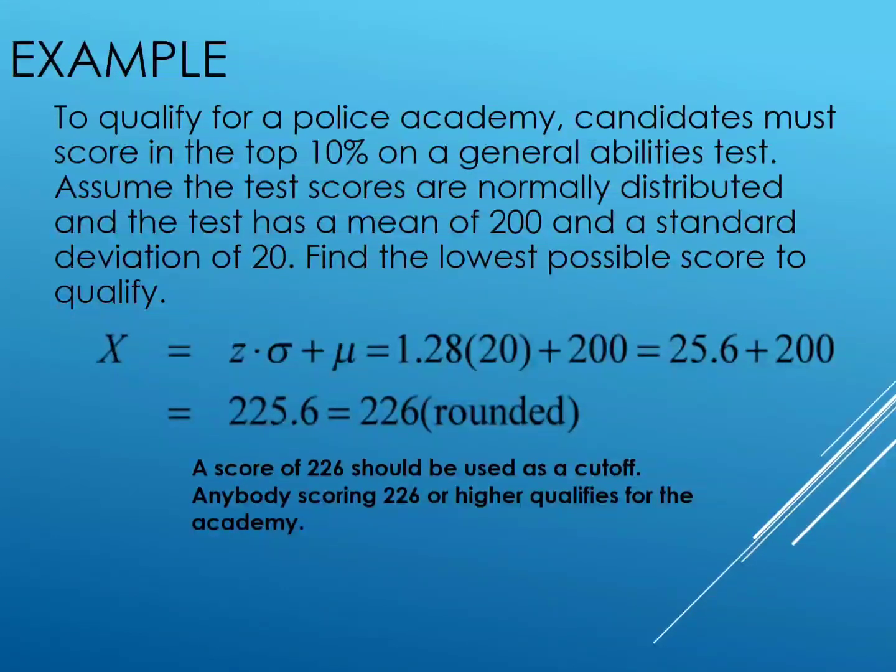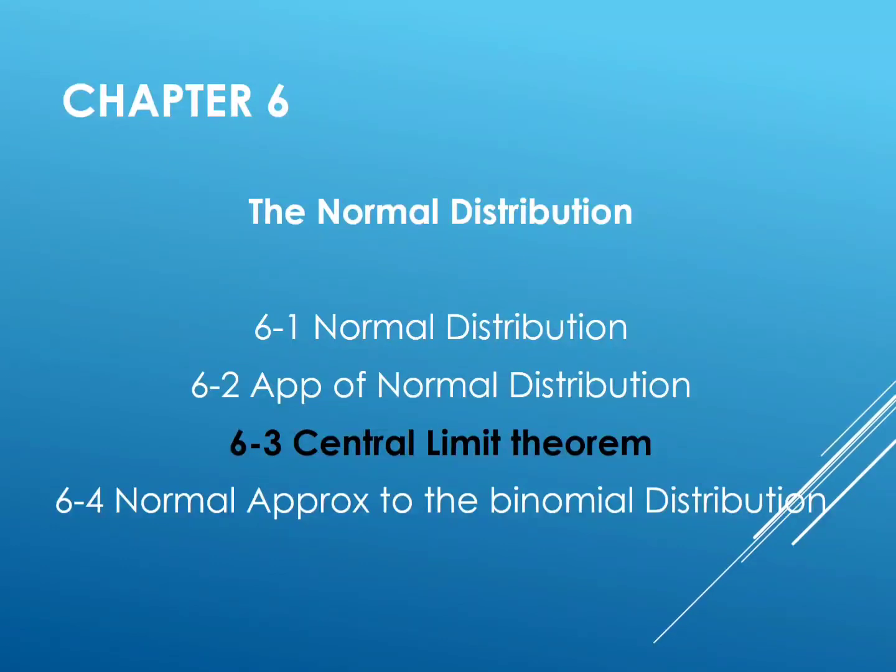So a score of 226 should be used as a cutoff. Anybody scoring 226 or higher qualifies for the academy. So you would be in the top 10% and you would qualify if you receive 226 or higher. Alright, that's it for this section.